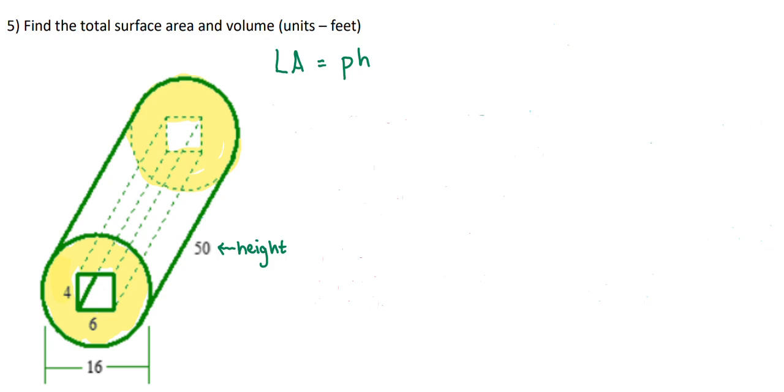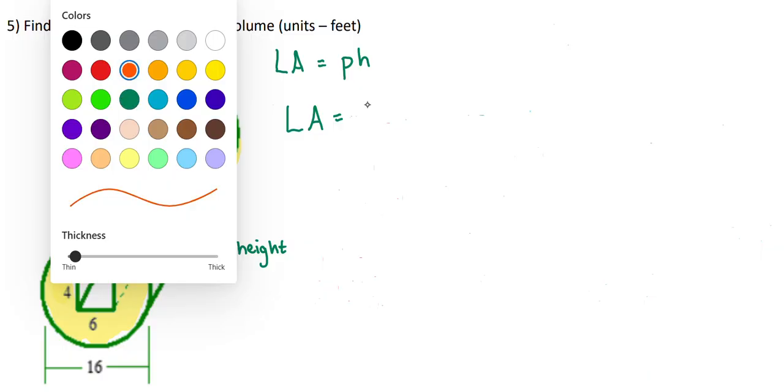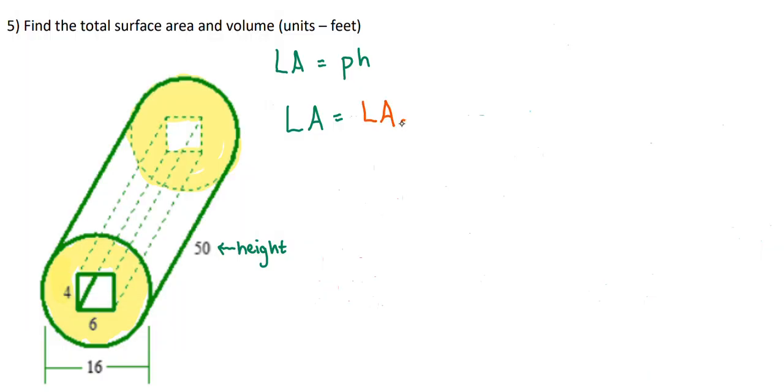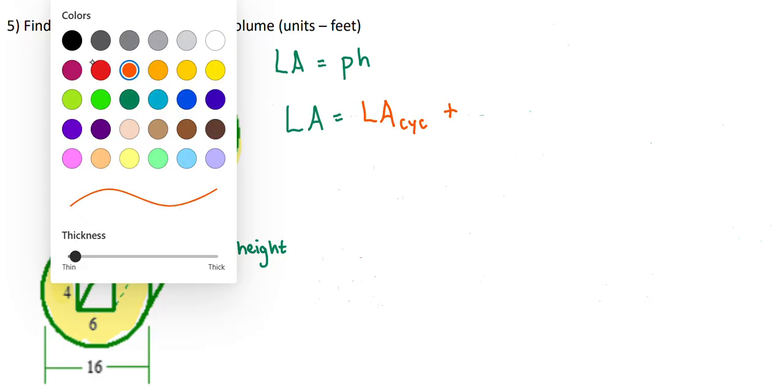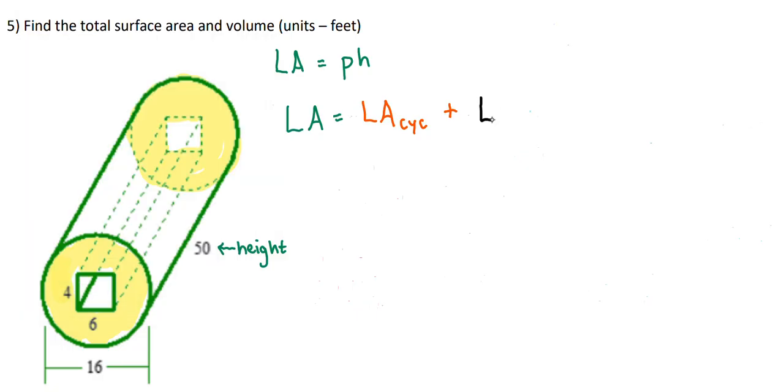So we're going to need to figure out the lateral area. And what I want you to think about with total surface area is if I dumped this in water, what parts would get wet? When I think about it, the lateral area for the total thing would be the lateral area of the cylinder, because that would definitely get wet. And then the other part that would get wet would be the lateral area of the prism on the inside. So that part would also be included.